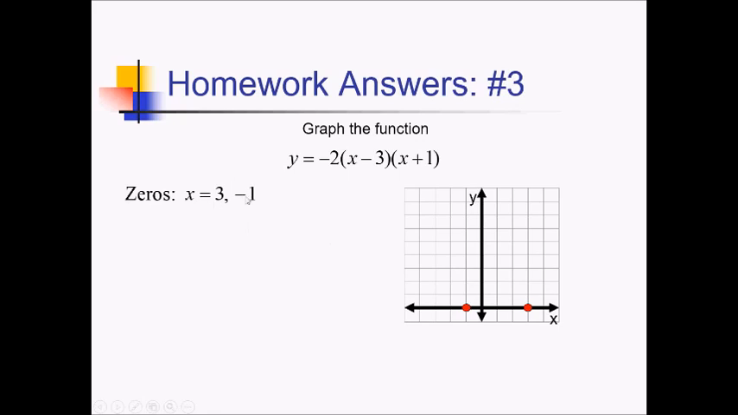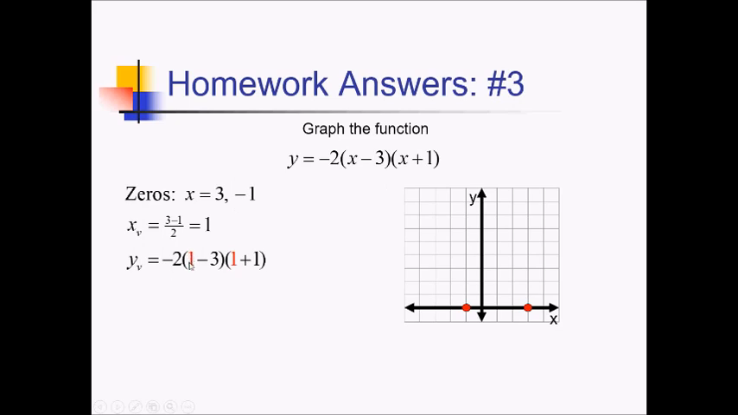And now let me average these together, 3 plus -1 over 2, to get the x value of the vertex. So this is 2 over 2, which is 1. Now I need the y value of the vertex, so I'll plug 1 in for x in my formula to get the y value of that.